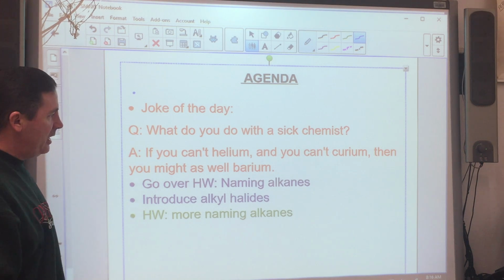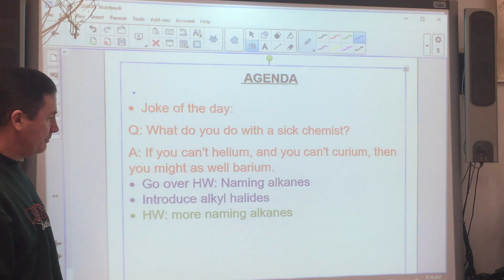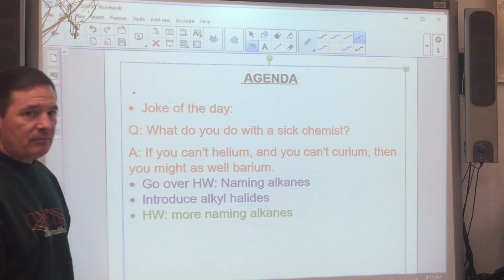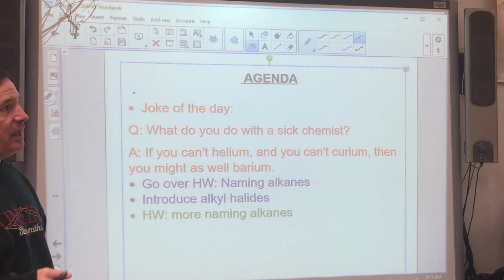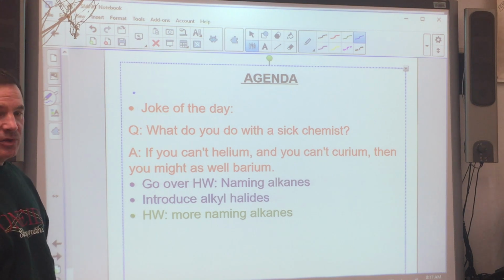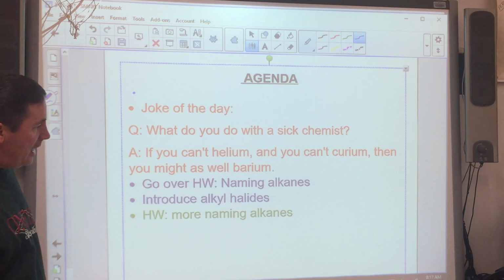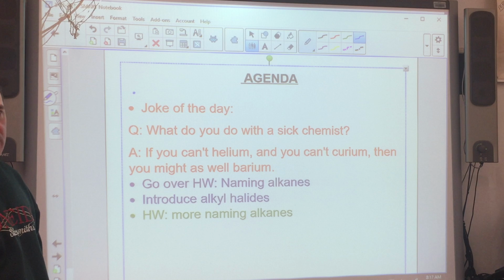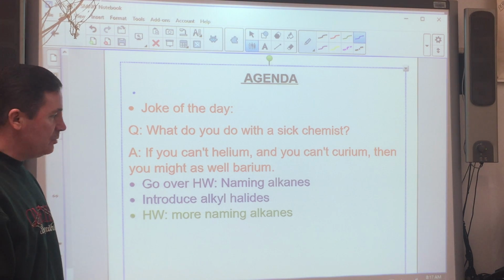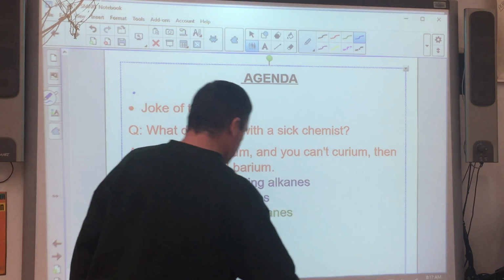Go over the homework today, naming alkanes. I bet you thought they were fun, I hope. Introduce alkyl halides. It's basically taking a halogen and putting it on a hydrocarbon. And lastly, we'll have some more homework on just naming alkanes. We won't get into naming the alkyl halides yet. So tonight we'll do more of the same from last night. Okay? So let's take a look.